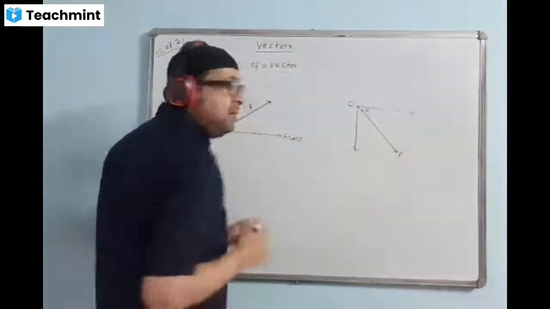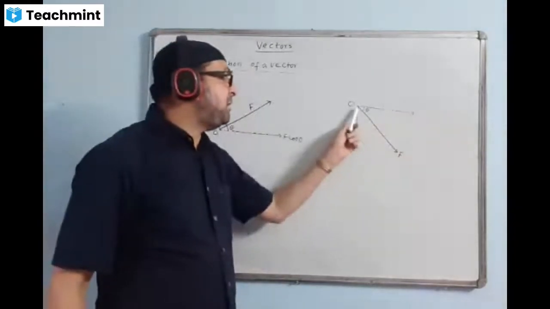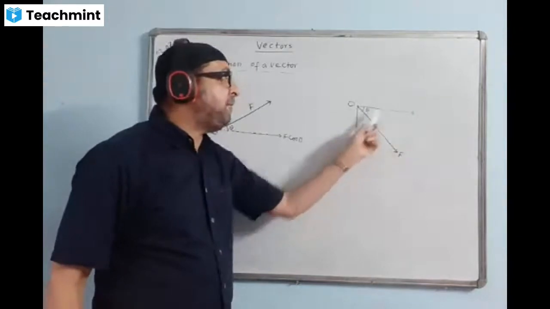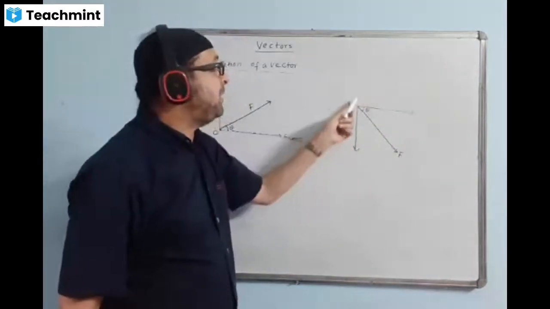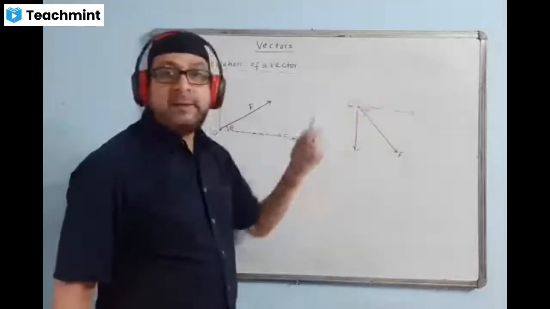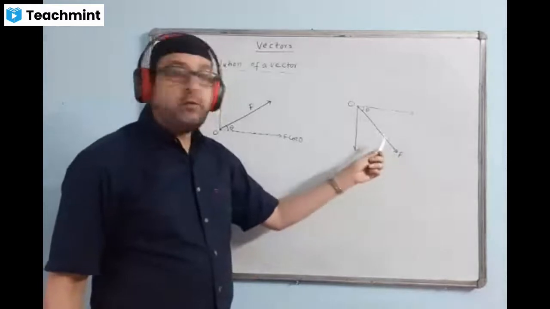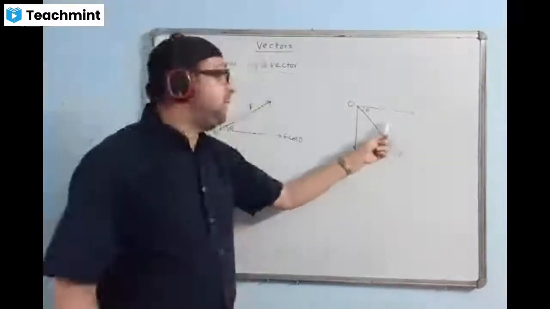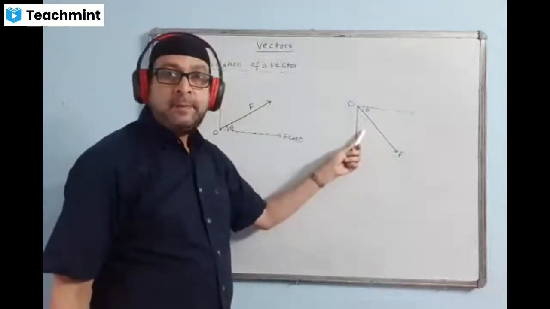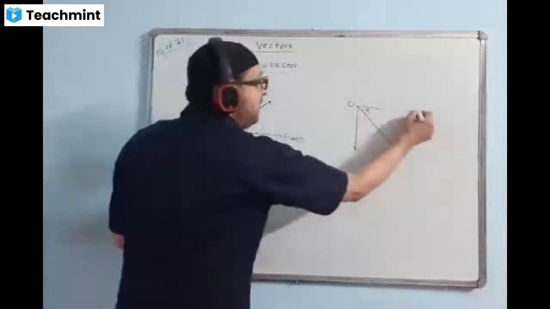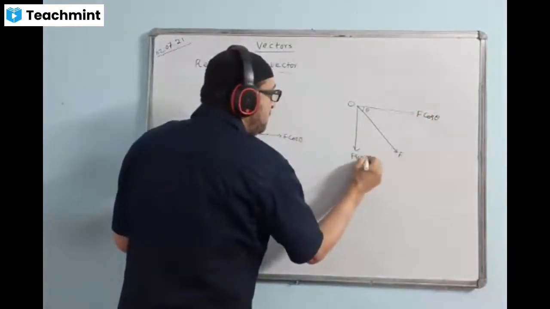Horizontal and vertical. Horizontal and vertical components you must draw in such a way that the f lies in between them. Don't draw horizontal here, don't draw vertical here, because f will not lie in between them in that case. Your vector which you are breaking into two components must lie in between the horizontal and vertical components. So this component value now will come f cos theta, the value of this component will come f sin theta.